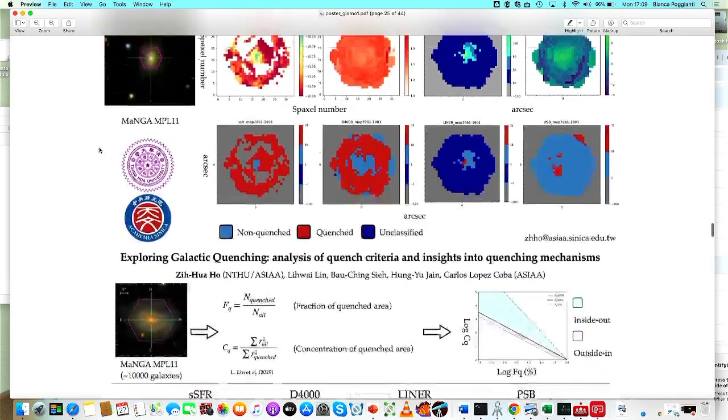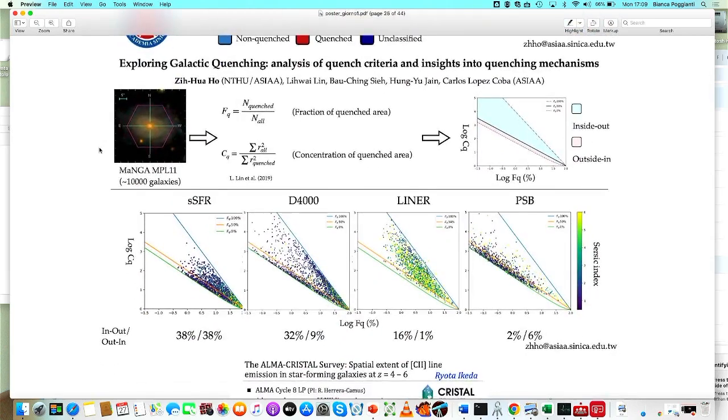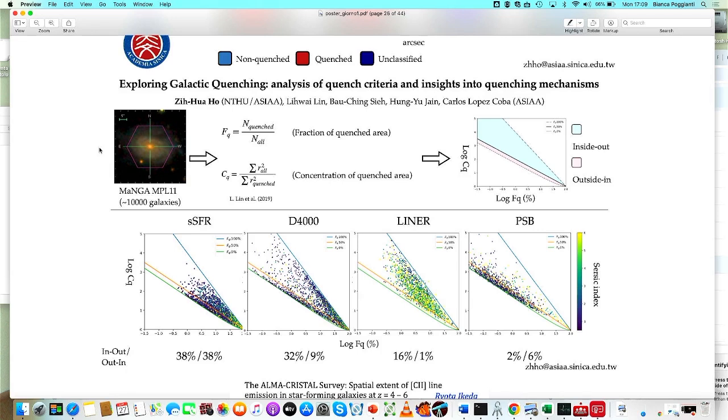So to be more specific, we use two parameters to classify the galaxy quenching mode as inside-out or outside-in, corresponding to the star formation shutting down from the center or the outskirts of the galaxies. One parameter is FQ, the fraction of the quenching area. The other parameter is CQ, the concentration of the quenching area. And the result is also shown in the lower panel. And as you can see, the result is very different in different definitions. And we are still working on the interpretation of these results.